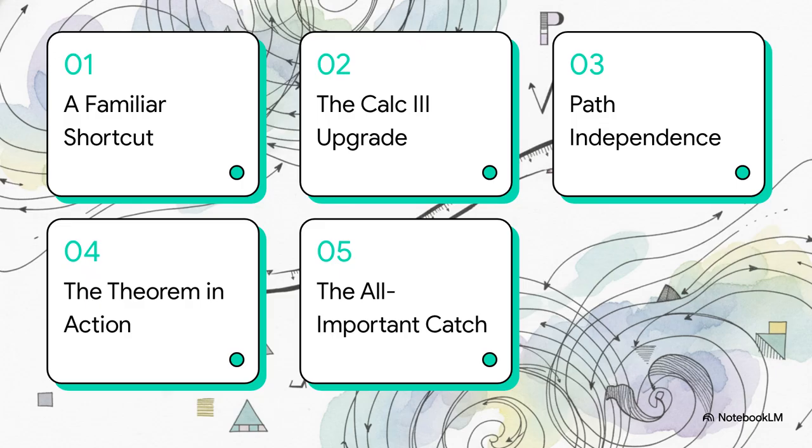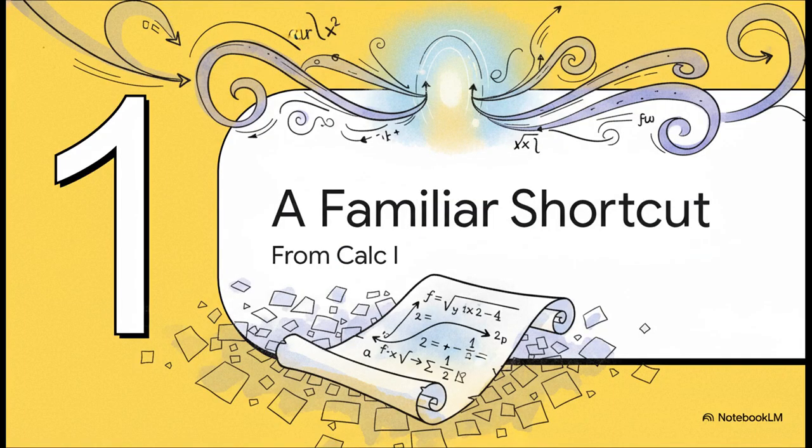So here's our plan. First, we're going to start with a shortcut you probably already know and love from Calc I. Then, we'll give it a serious upgrade for vector fields. After that, we'll get into the key idea of path independence, see the theorem work its magic with a few examples, and then we'll talk about the one all-important catch that you've got to watch out for. Okay, let's get into it.